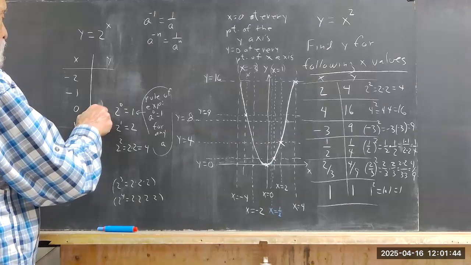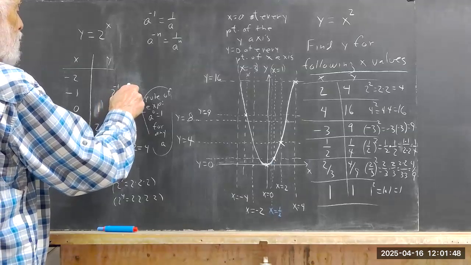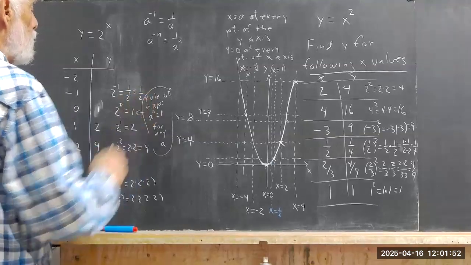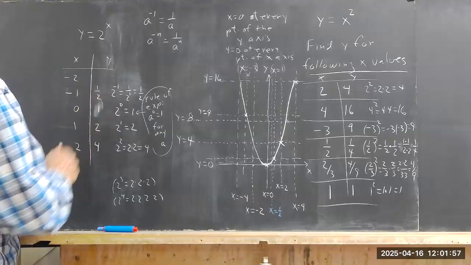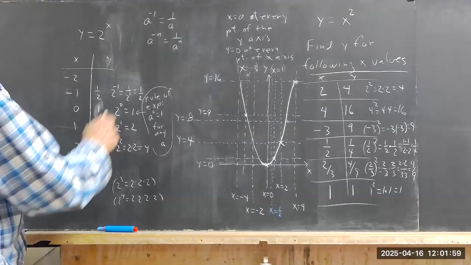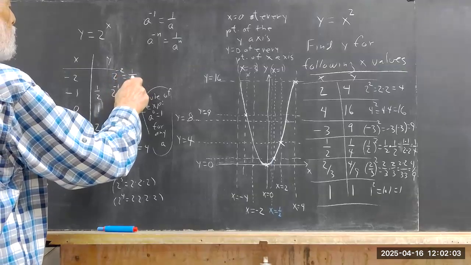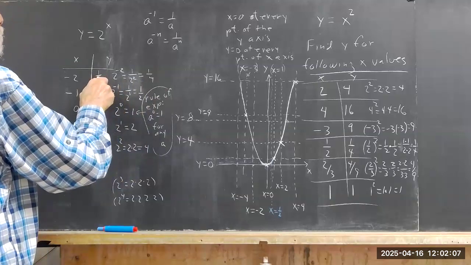So, well, first of all, I didn't write my 1 here. 2 to the negative 1 equals 1 over 2 to the 1, which is 1 over 2. So we get 1/2. And 2 to the negative 2 equals 1 over 2 squared equals 1/4. So we get 1/4.